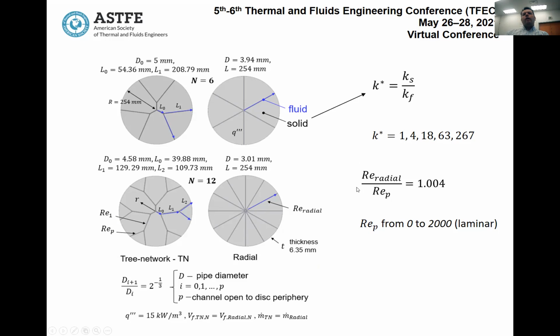So one can derive this equation here. It means that the Reynolds number of the radial geometries is very close to the Reynolds number at the periphery of the bifurcated geometries.